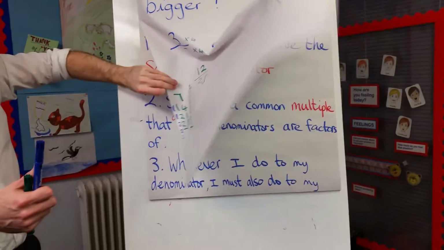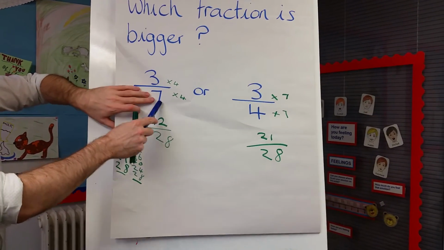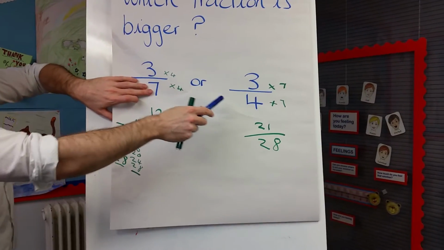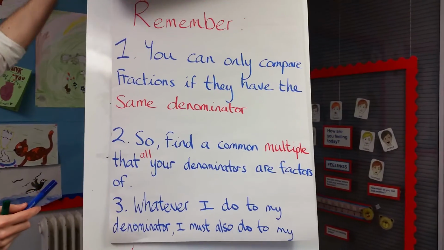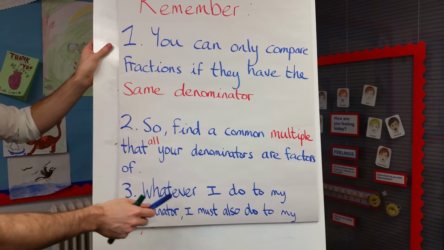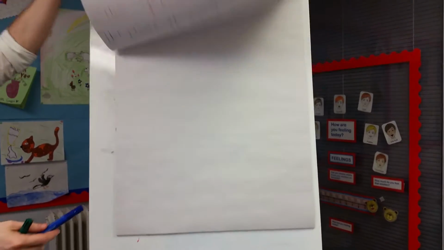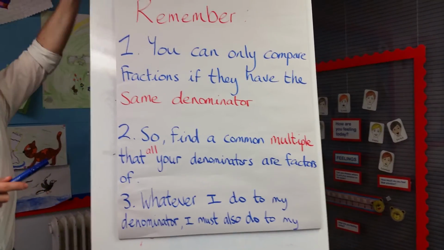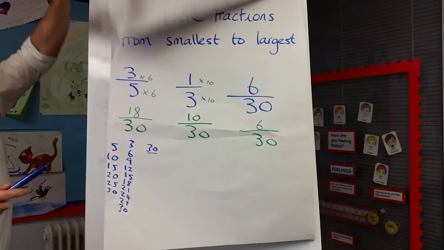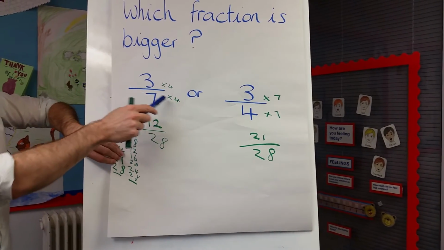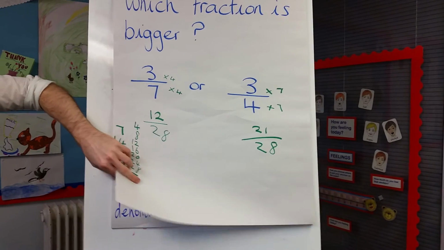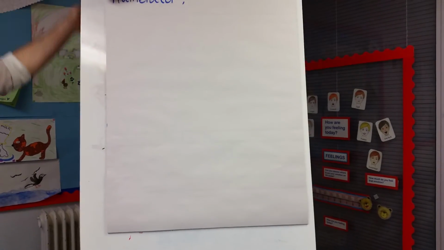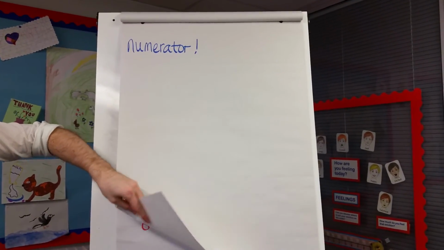So if we skip back and have a quick look, I had to find a multiple of 7 and 4. And of course, by timesing them together, I knew that 28 was a multiple of 7 and 4. And finally, whatever I do to my denominator, I must also then do to my numerator. If you look back at this example again, because I multiplied my denominator by 4 to get to 28, I had to multiply my numerator by 4 as well. Okay? Brilliant. So, hopefully that's made that a bit more clear for you.